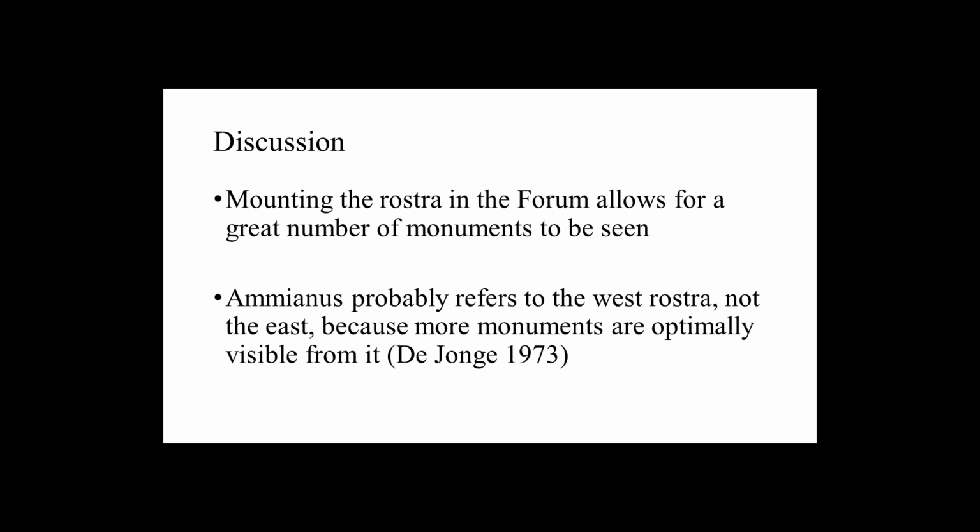But which rostra? Assuming that Constantius was taken to just one rostra, we agree with de Jonge that Ammianus probably refers to the west rostra and not the east, because more monuments are optimally visible from it, and also because the other two venues mentioned by Ammianus that the emperor visited, the Curia Julia and the Tribunal, are in the immediate area of the west rostra.